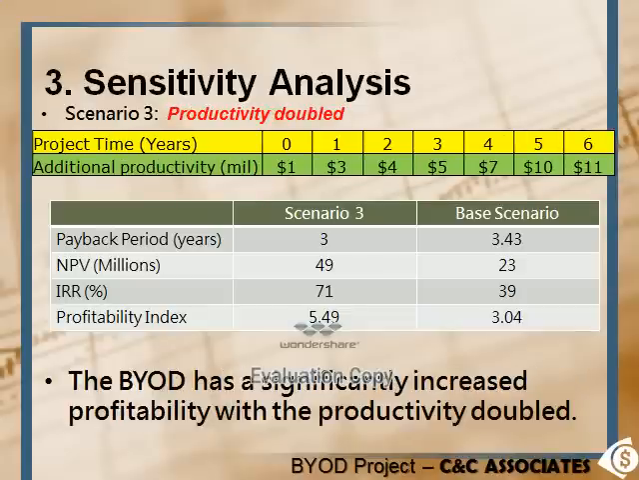In the past two scenarios, we considered cost increases in some of the categories. Now in the third scenario, we look at what if our productivity doubled. With productivity doubled, the payback period has decreased from 3.43 to 3 years, and the NPV has more than doubled from 23 million to 49 million. The internal rate of return has also increased dramatically to 71%, and the profitability index has gone up to 5.49. So we can conclude that BYOD has significantly increased profitability with productivity doubled.